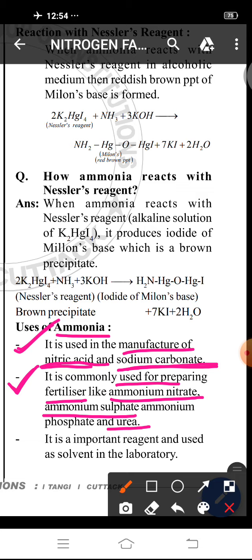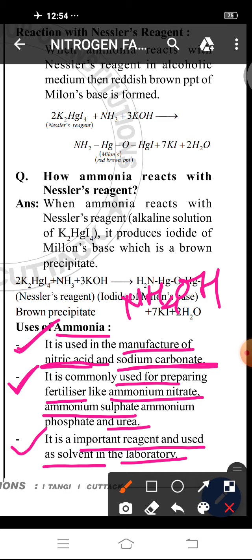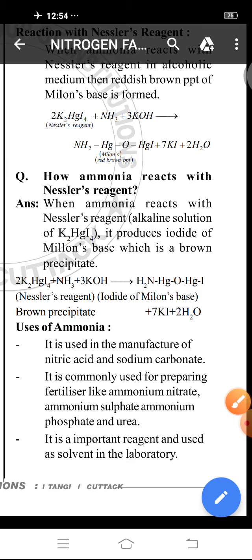And when it reacts with water, it forms ammonium hydroxide. This is an important laboratory reagent, or a solvent used in the laboratory. So these are the uses of ammonia. So it is all about the manufacture, laboratory preparation, physical properties and chemical properties of ammonia. Okay. Thank you.